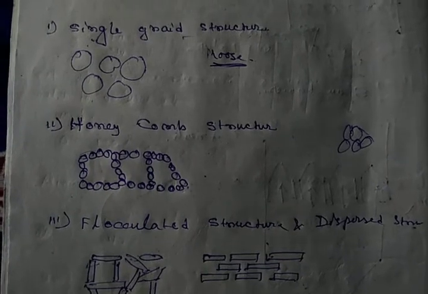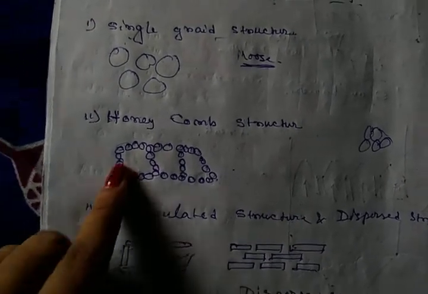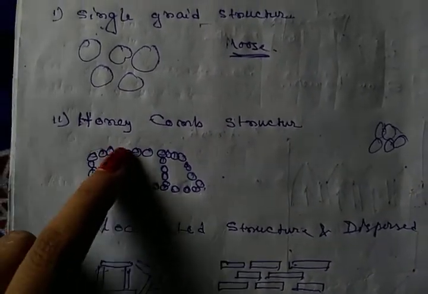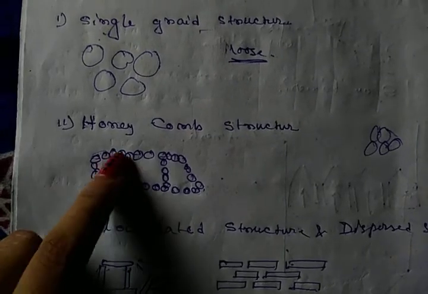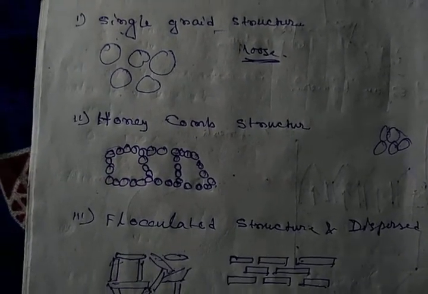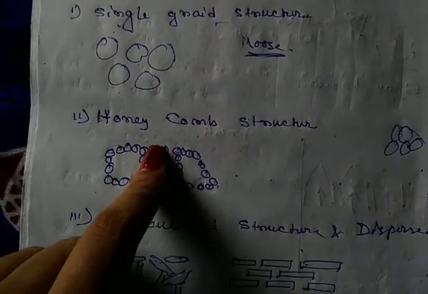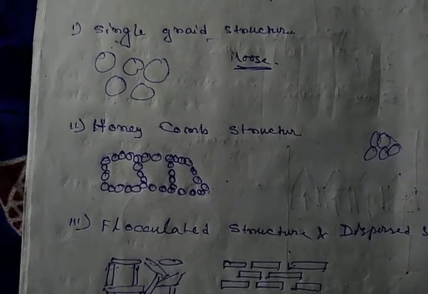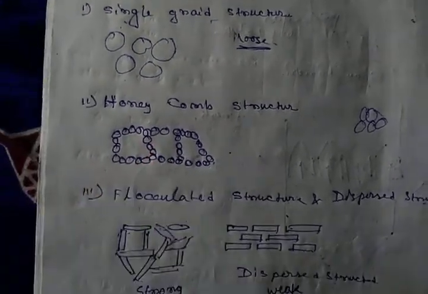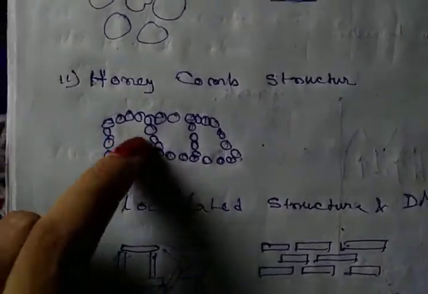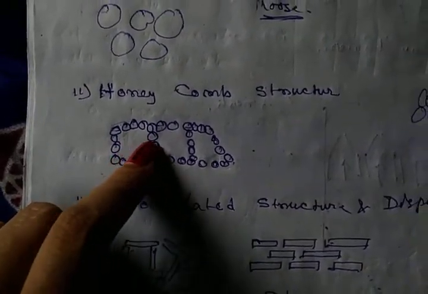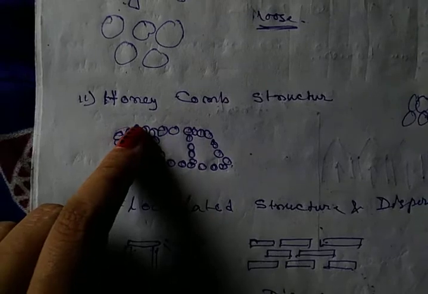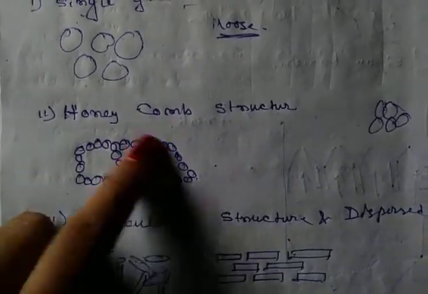After this, the honeycomb structure. What is a honeycomb structure? It is a structure made by particles around some pores, very big pores or very big voids, and this type of structure is seen as a honeycomb. The inner portion is space, and around it there are soil particles, then this can be called a honeycomb structure.